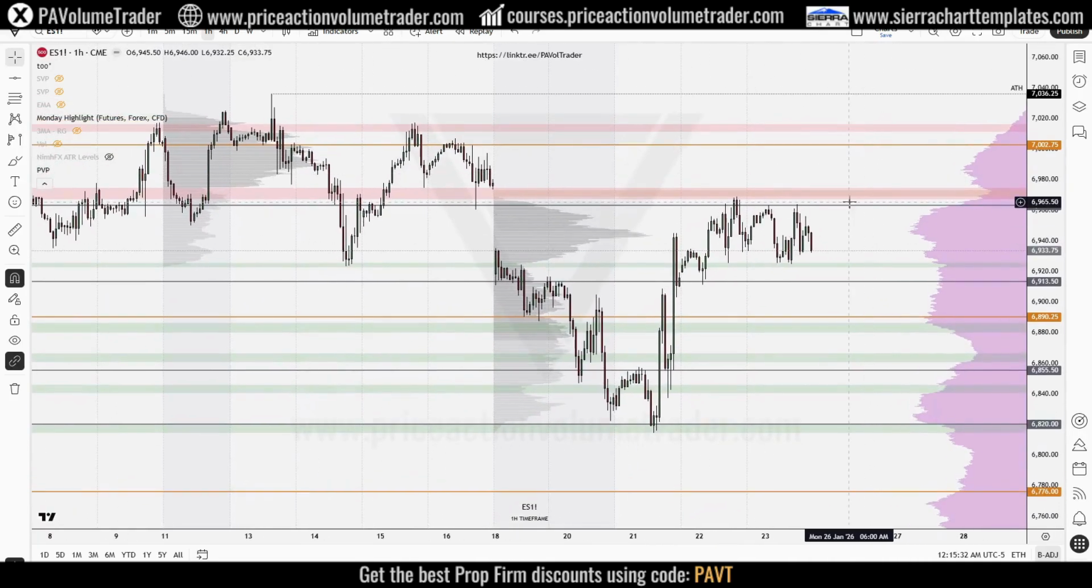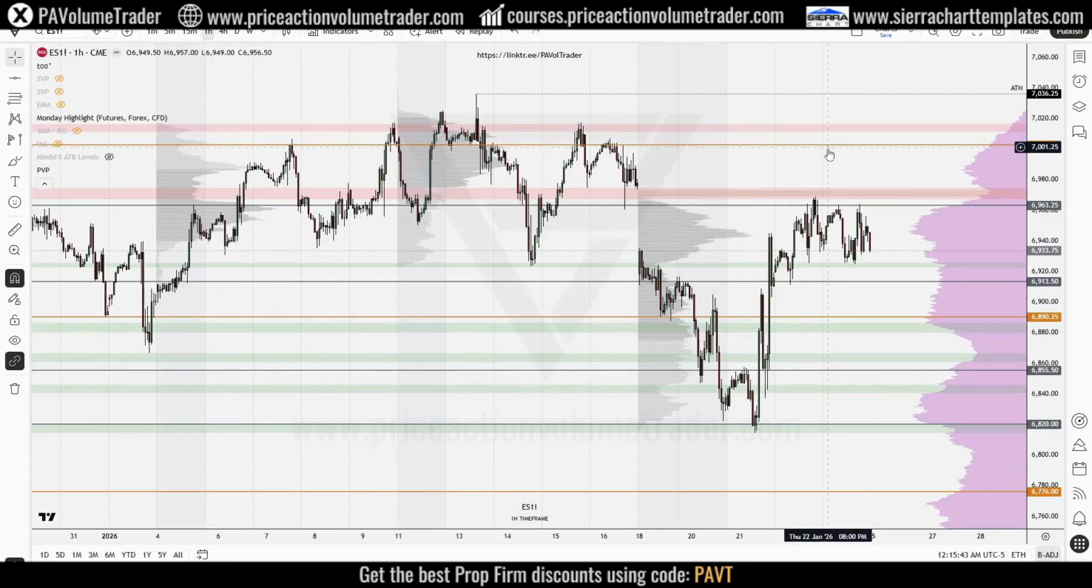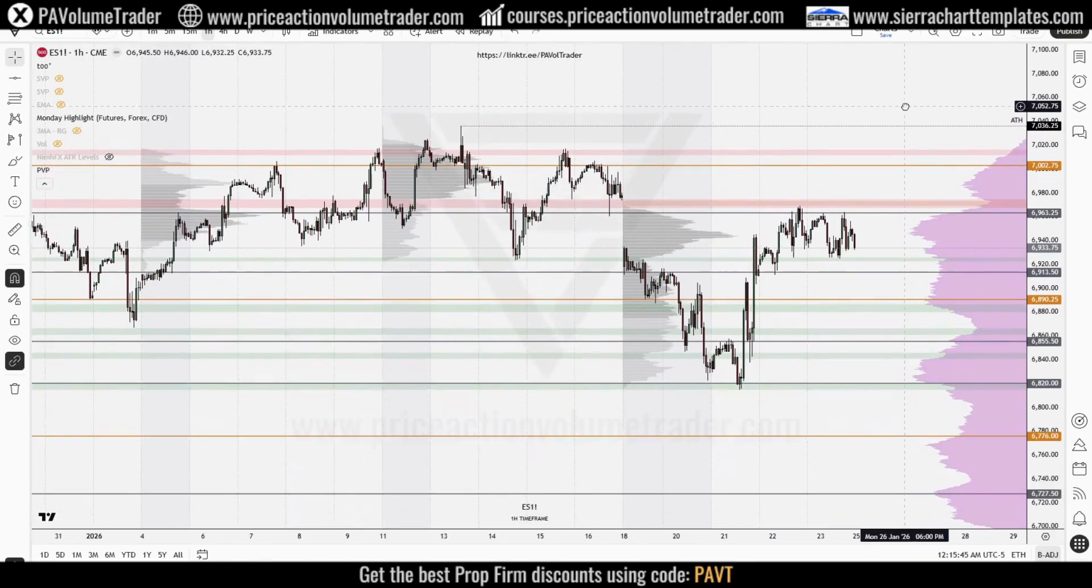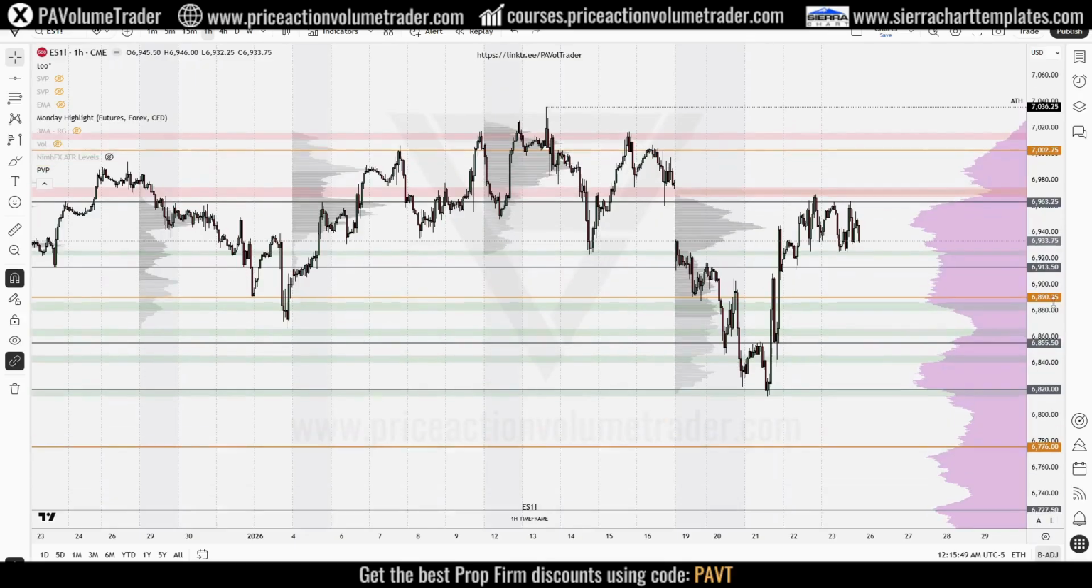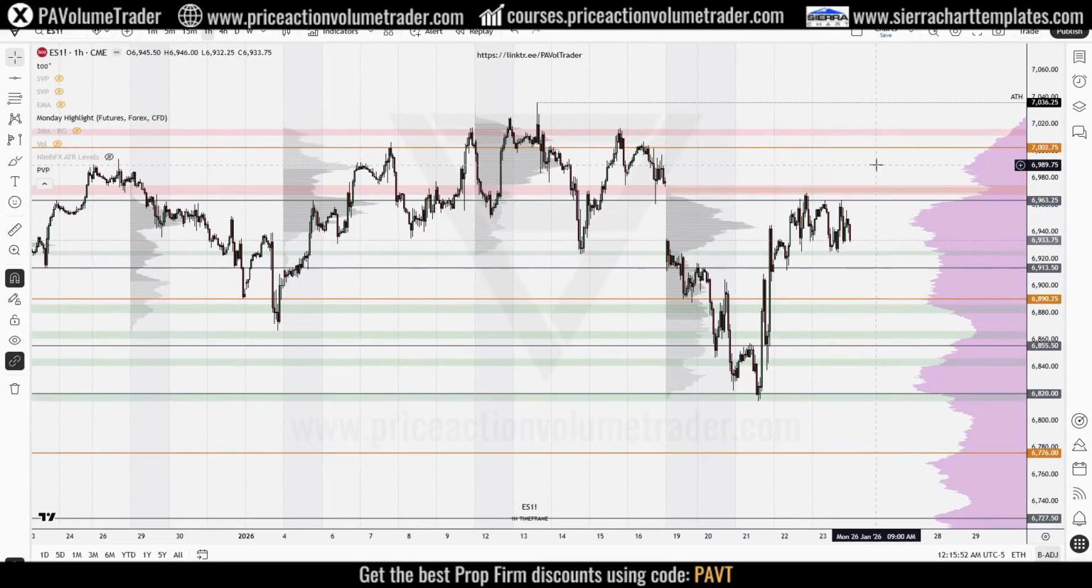And then you're going to notice gray levels. These gray levels are my hourly levels. So the same as the daily, I use the same discretionary approach. I base it purely off of market structure and price action, where I see that there are important support and resistance levels that are getting respected, as you can see here from both sides.